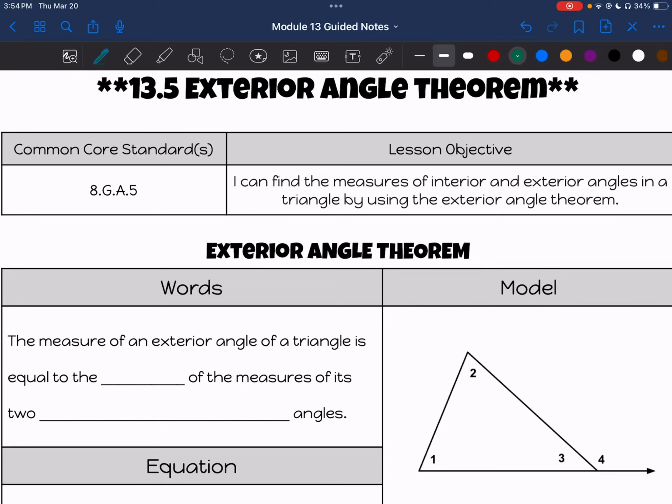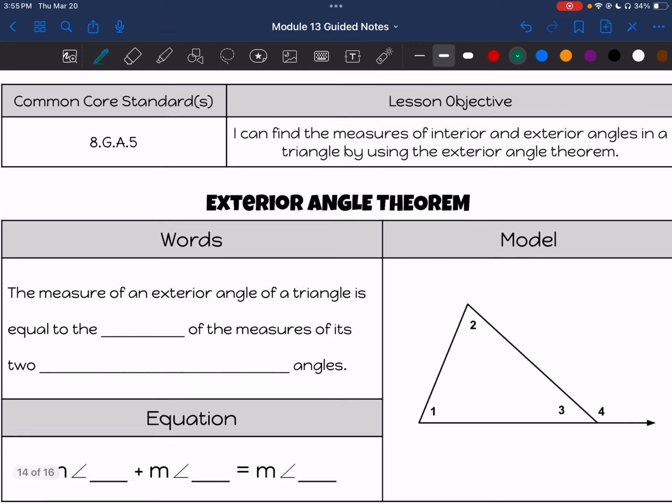Hello, and welcome to Module 13.5, the exterior angle theorem. Our objective for today is that I can find the measures of interior and exterior angles in a triangle by using the exterior angle theorem. What is the exterior angle theorem?